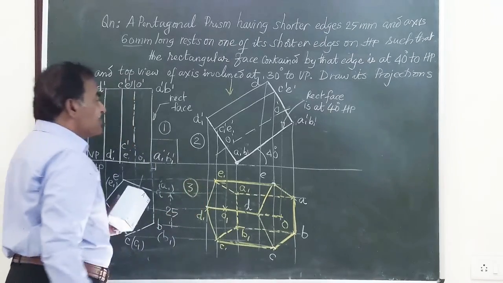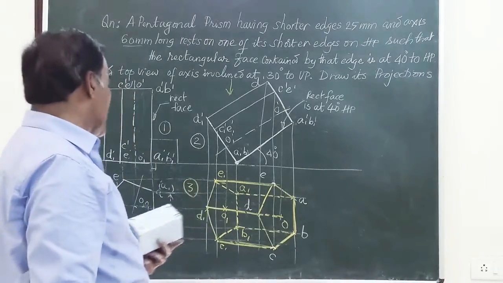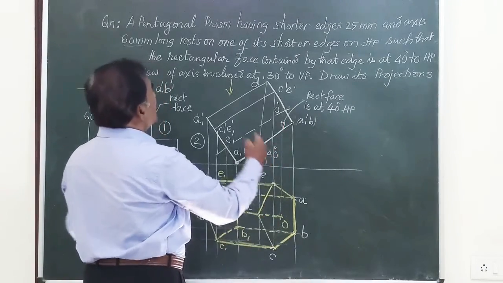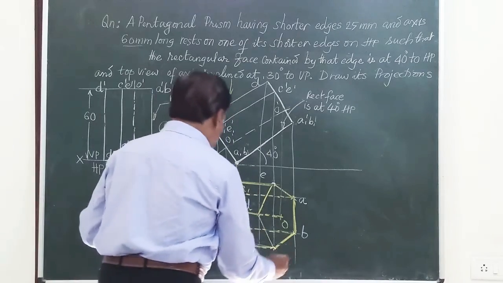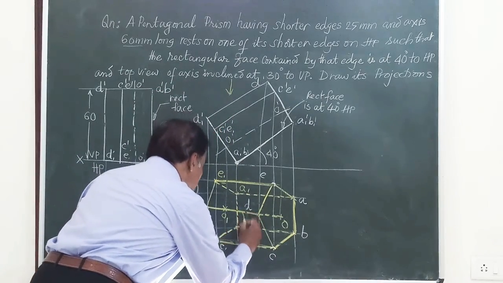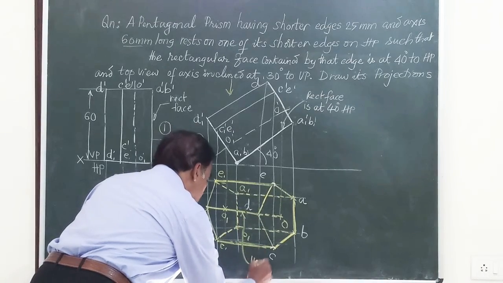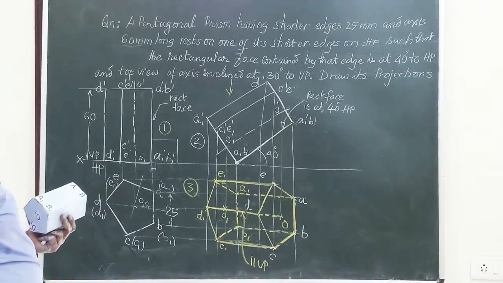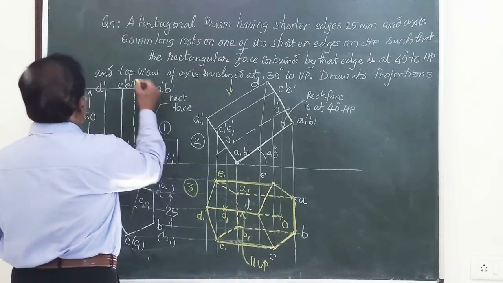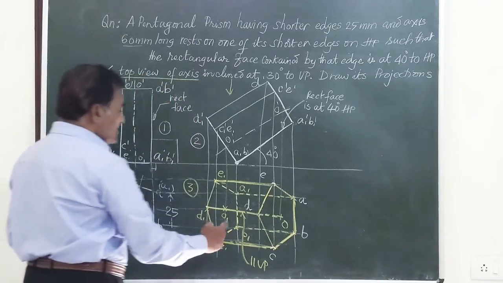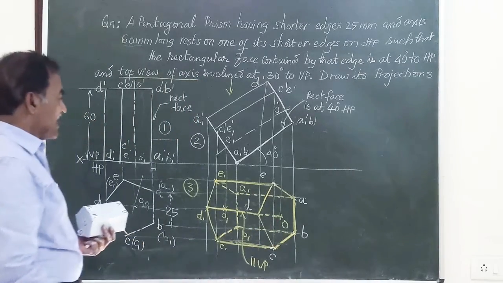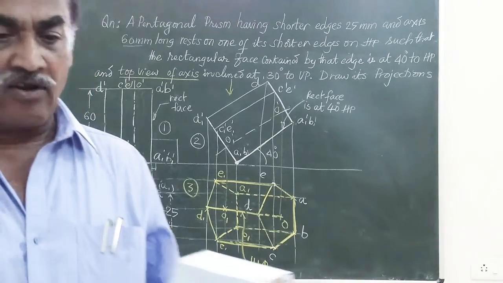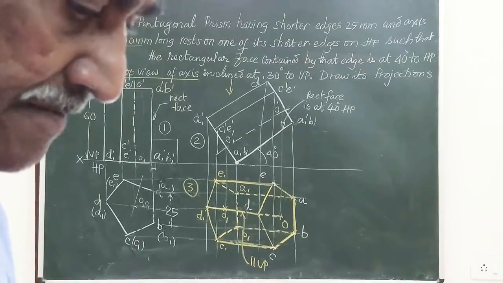In figure number 3, you all observe that the axis O1, the top view of the axis, is now parallel to VP. I will just note here: axis parallel to VP. But the question says, draw the projections of the solid when the top view of the axis O1 makes an angle of 30 degrees with the VP. So it has to be redrawn, with this making an angle of 30 degrees with the VP.